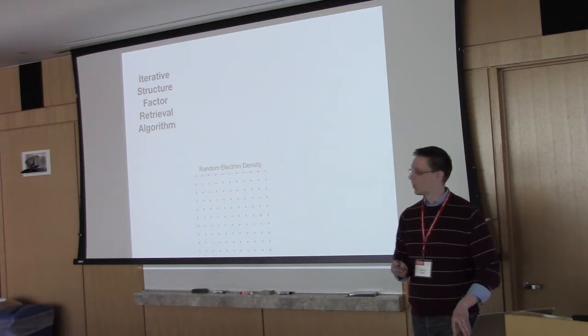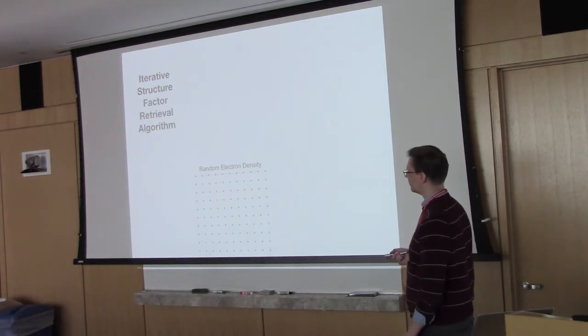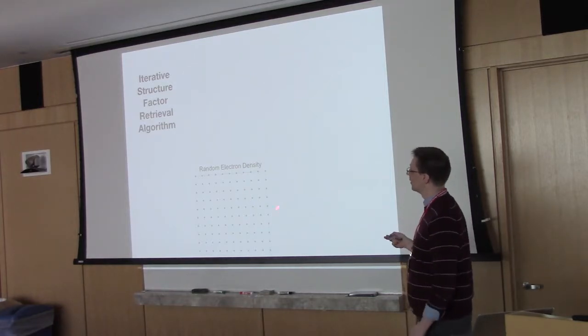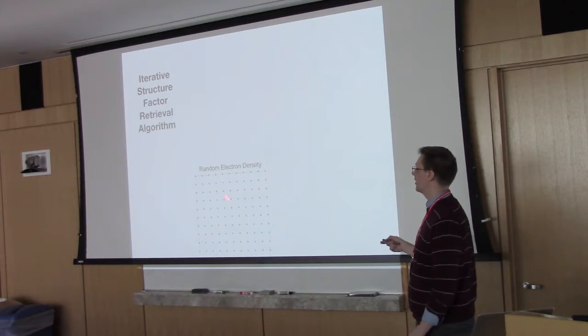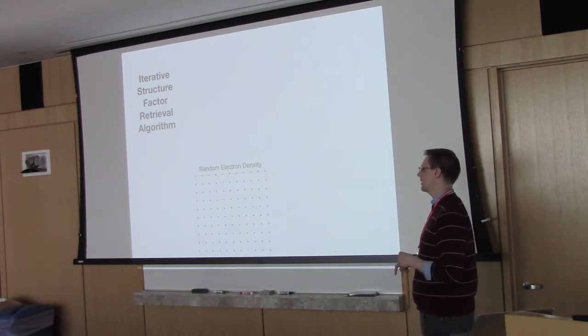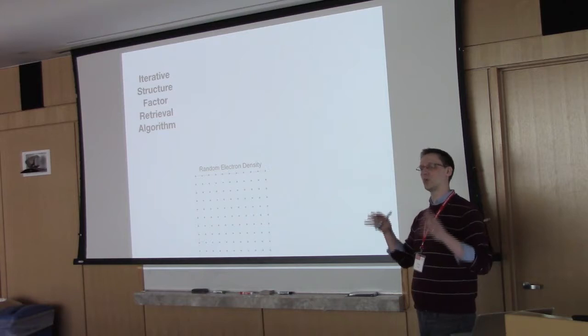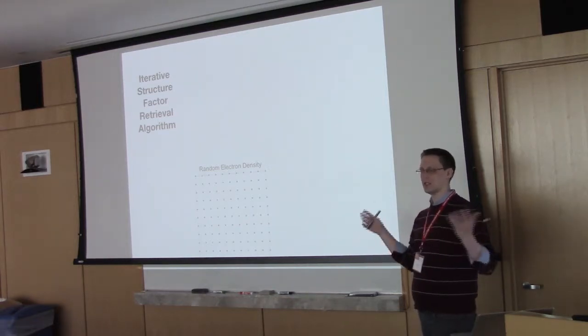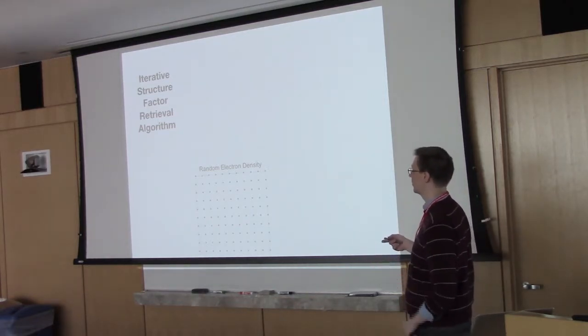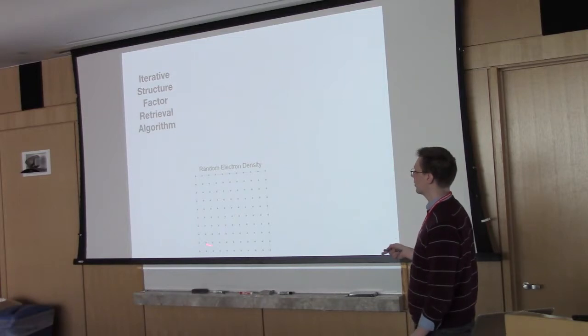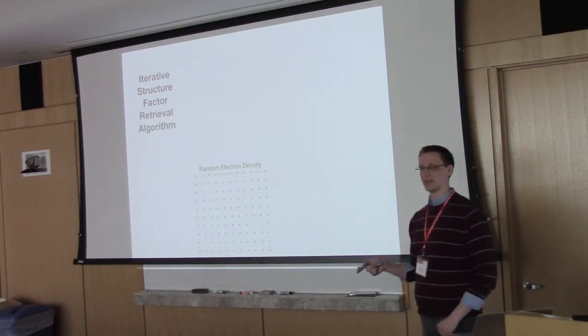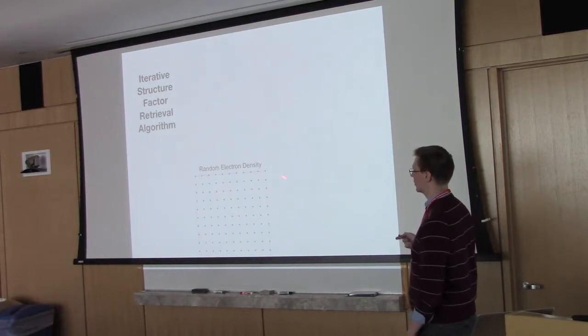So rather than just iterative phase retrieval, we're going to get our amplitudes too. Very similar though. We start with random electron density. And to make this a computable thing, we can't have continuous numbers, or at least I'm not using continuous functions. I discretize space to make it good for computers.